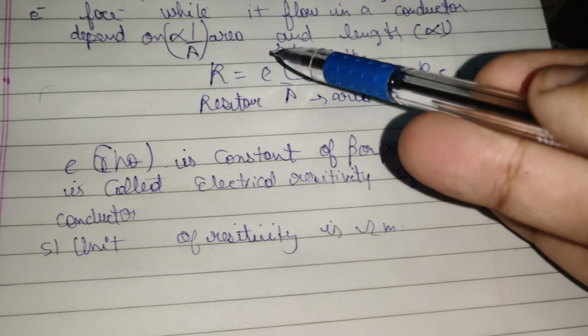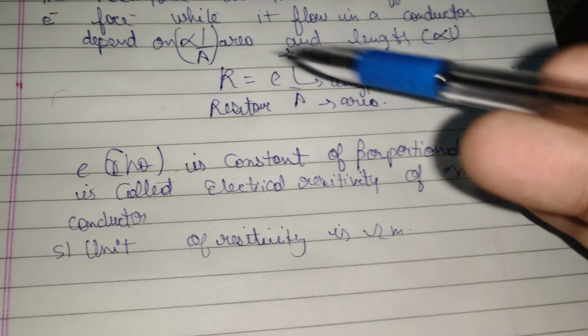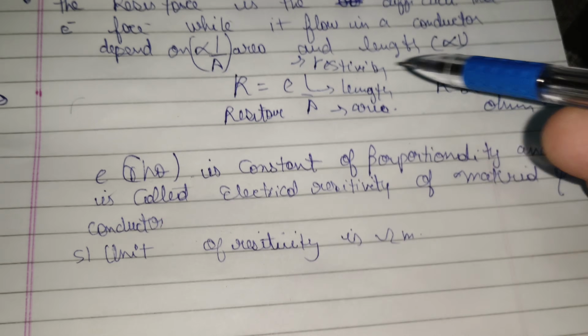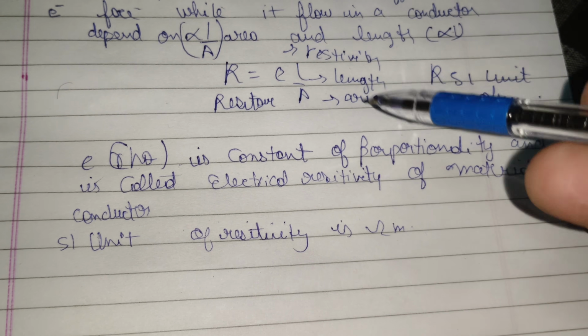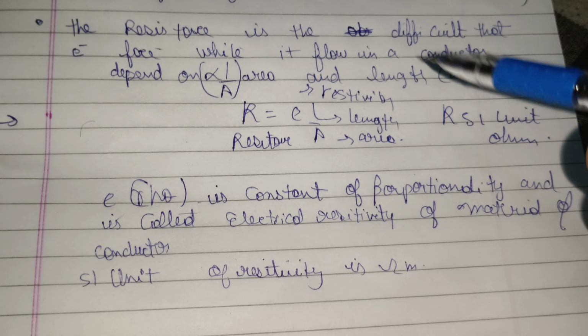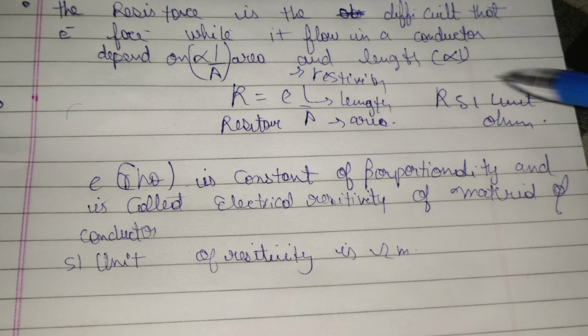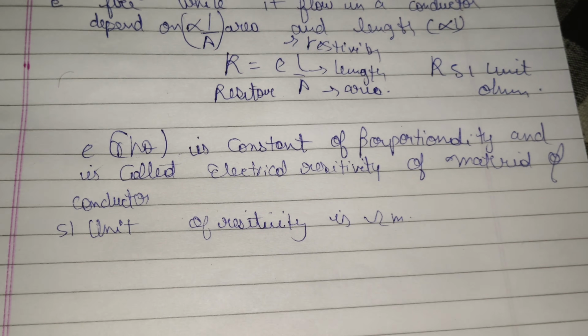So basically, resistivity is the property of the material itself, and it is rho. R is the resistance, the difficulty that resists the flow of electrons, and its SI unit is ohm.